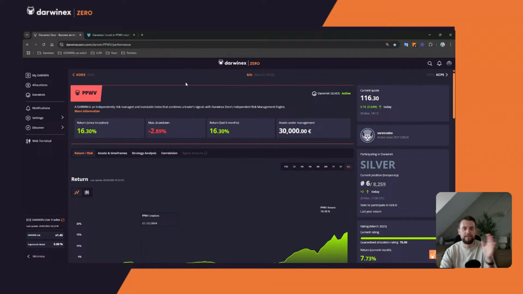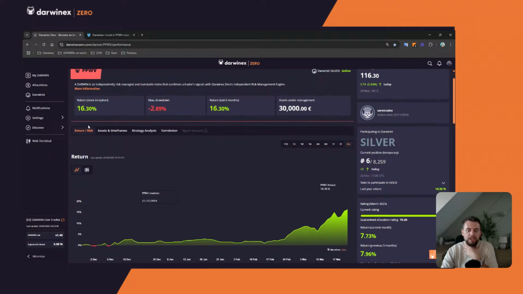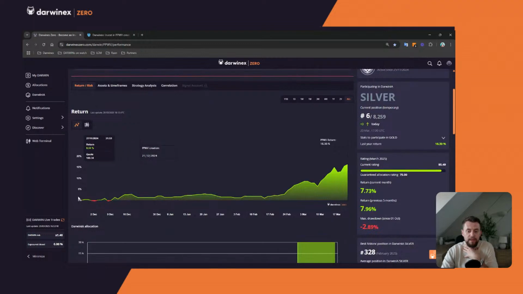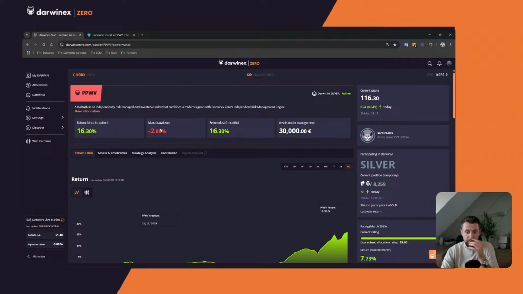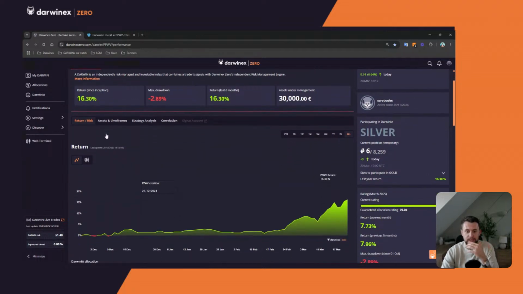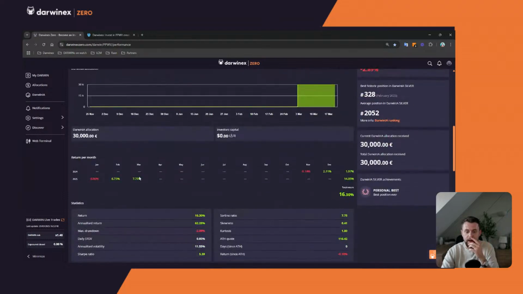So I do keep an eye on the community, and I keep an eye on a lot of traders and their progress. So this is fantastic already. Your risk-adjusted returns thus far, I mean, yes, you only started in December, so we only have a few months to base it off, but your risk-adjusted returns are phenomenal. A 2.89% drawdown with a 16% return is absolutely fantastic. You should be super, super proud of that.